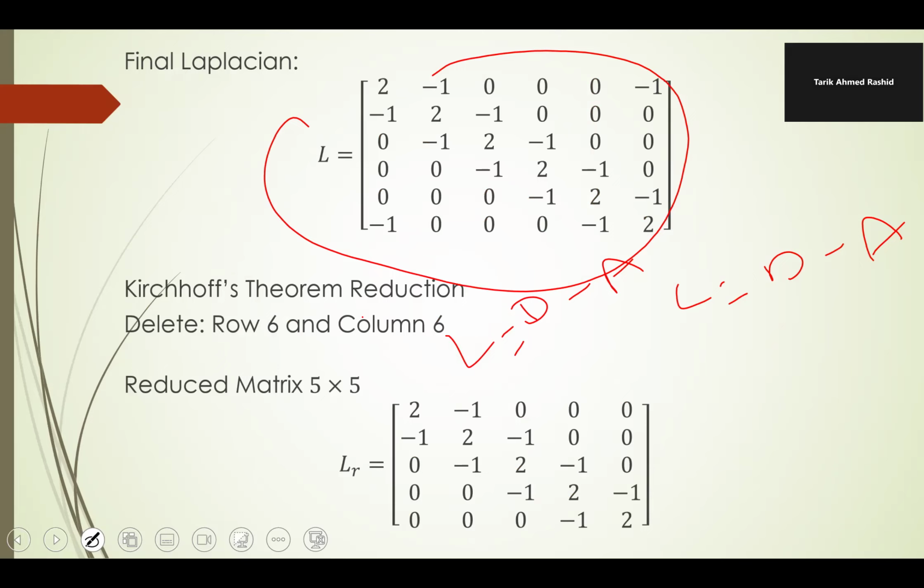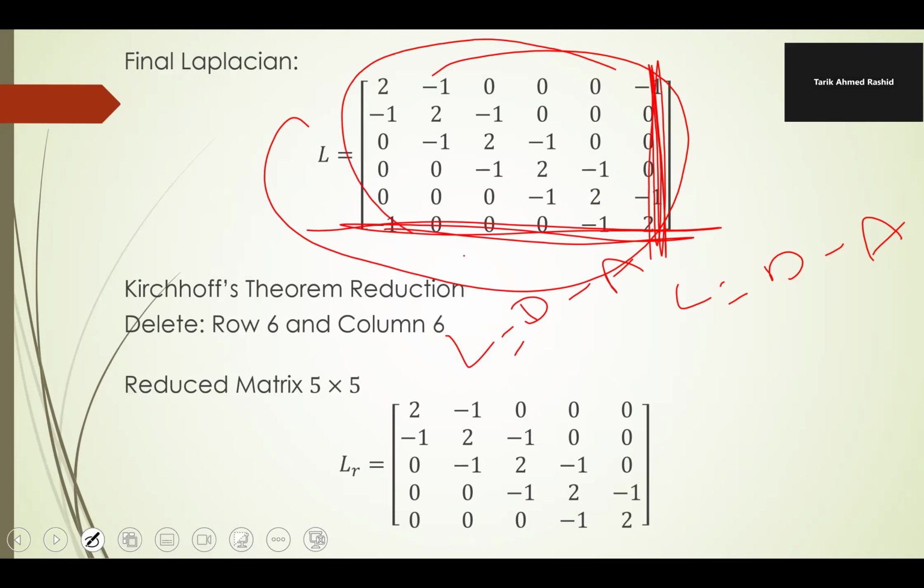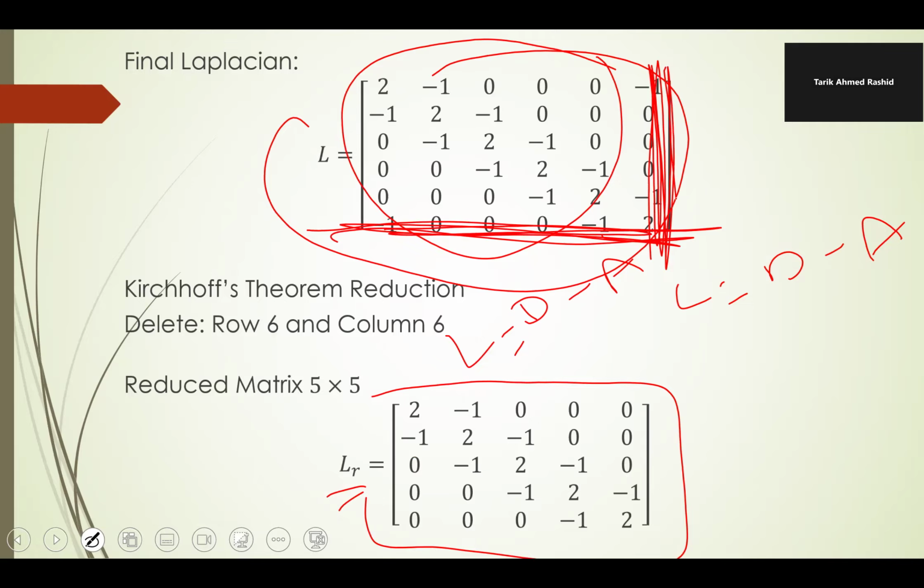So that's the L matrix. Here for the Kirchhoff, we try to reduce one row and one column. So reduce row 6. This row will be deleted, and this column will be deleted. So we will have this matrix. That is 2, minus 1, 0, 0, 0, and minus 1, 2, minus 1, 0, 0. So we call it the Laplacian reduced. That's the Laplacian reduced by one row and one column. So we reduce this row and we reduce this column.